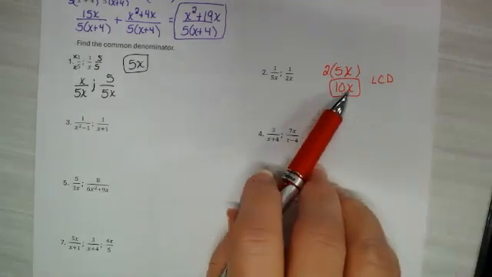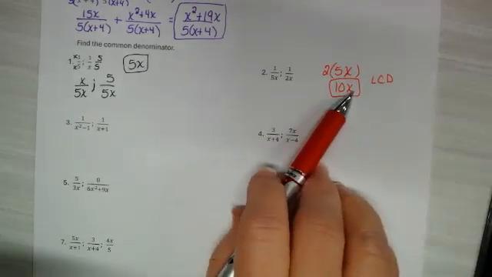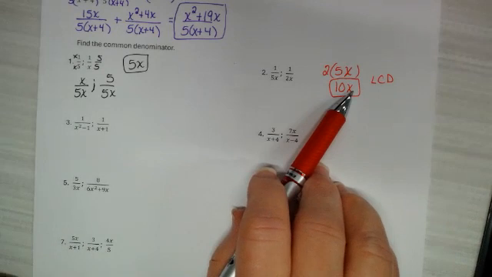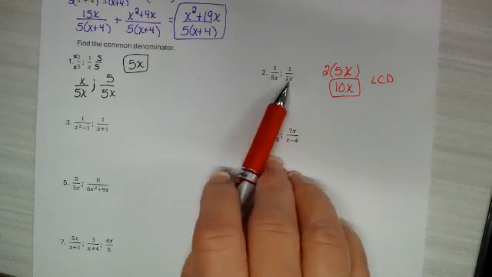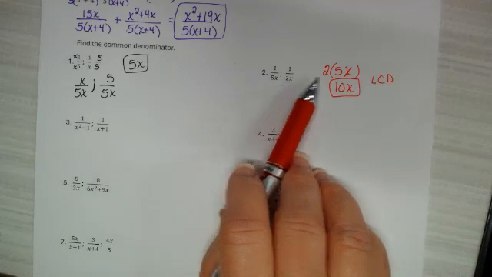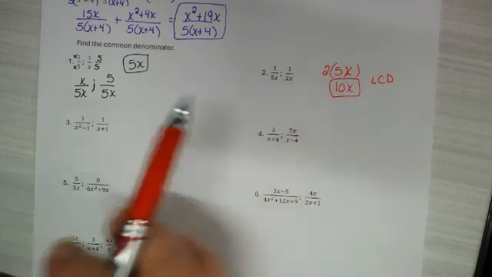Could I use 10x squared? That is a common denominator, it's just not the least. And we're looking to do the least. So I already had an x represented. I didn't have to do another x for this one because it's already there, 2x.